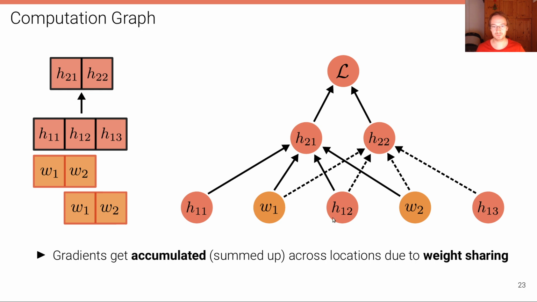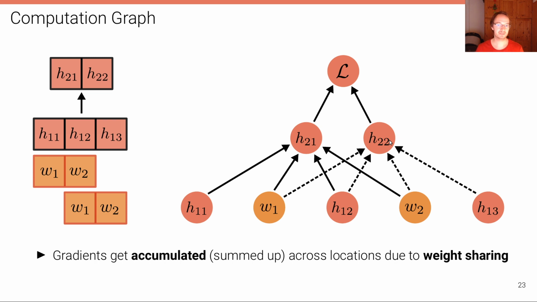If we write down the computation graph for this particular operation, we can see that we have one operation here with solid lines and the other operation with dashed lines. We can see that, for instance, W1 contributes to both operations: it contributes to this summation here and also to this summation here. And the same holds for W2. It contributes to this summation here and to this summation here.